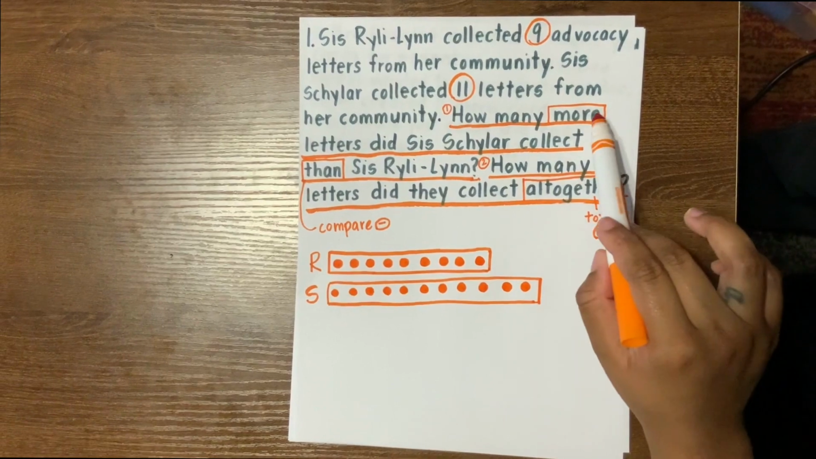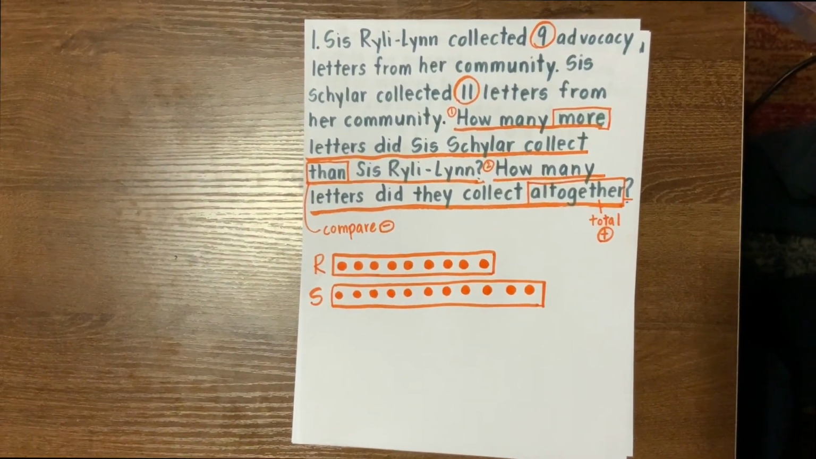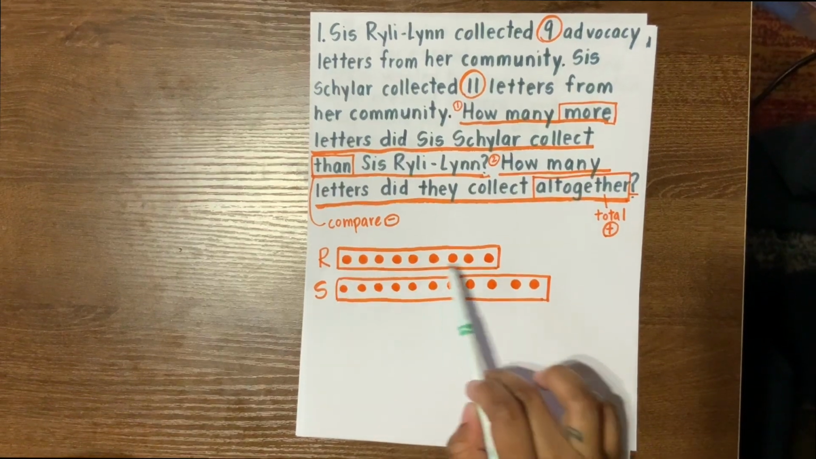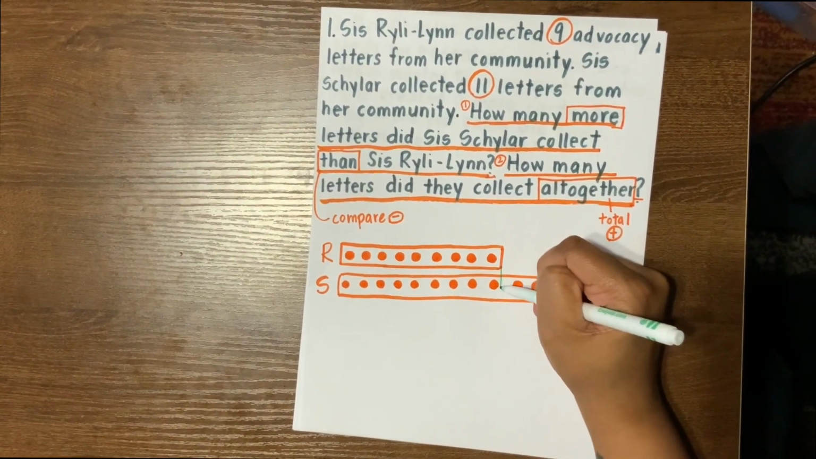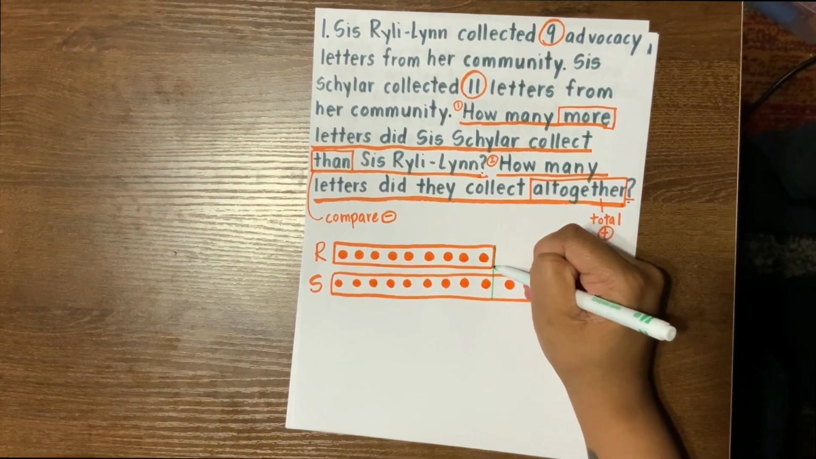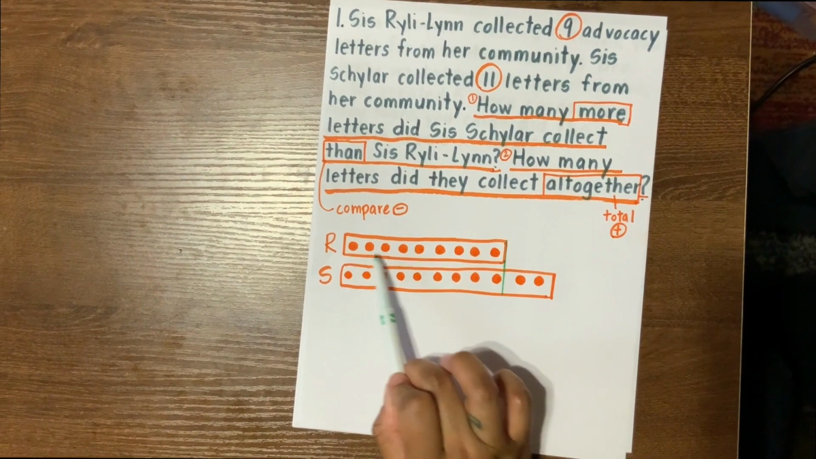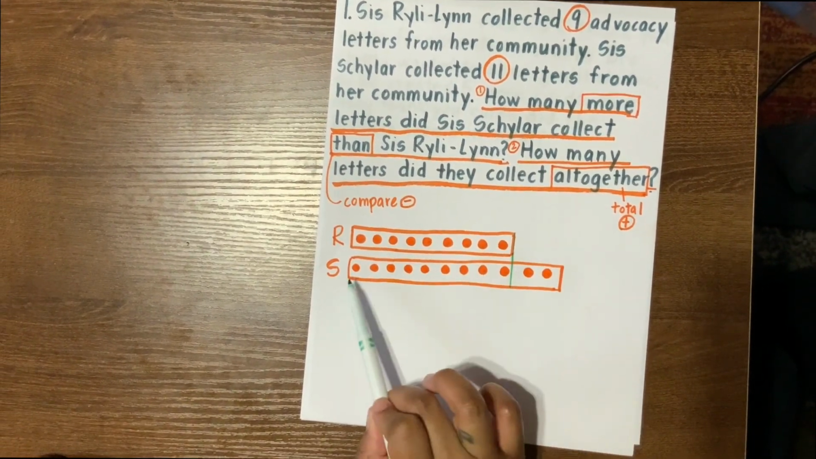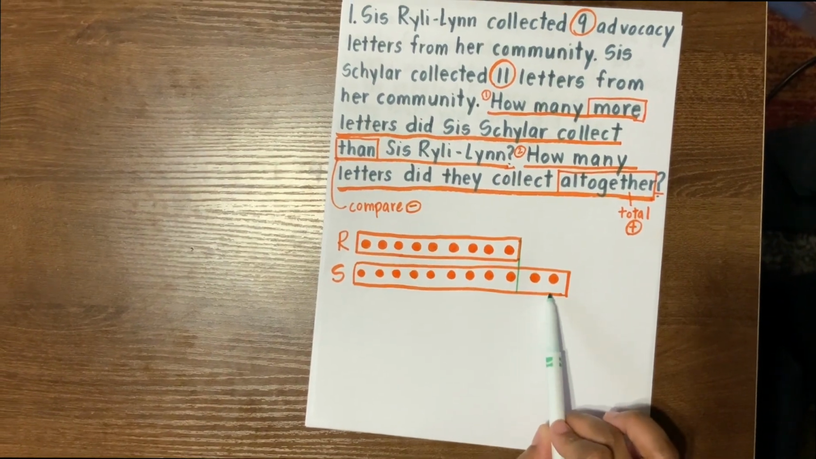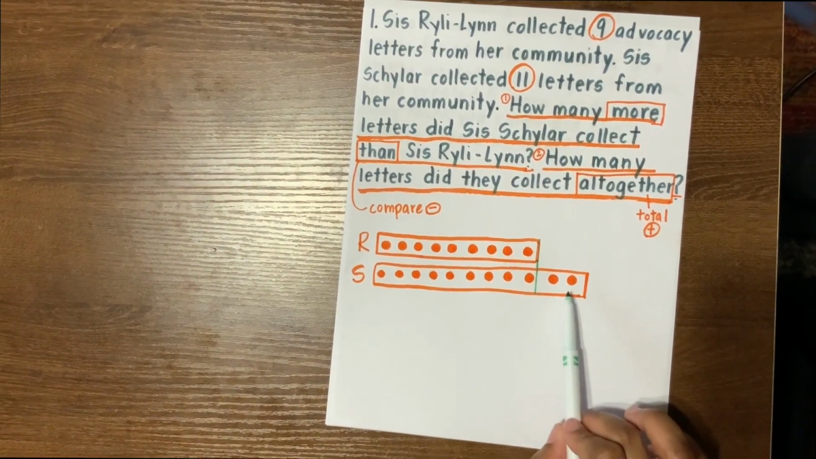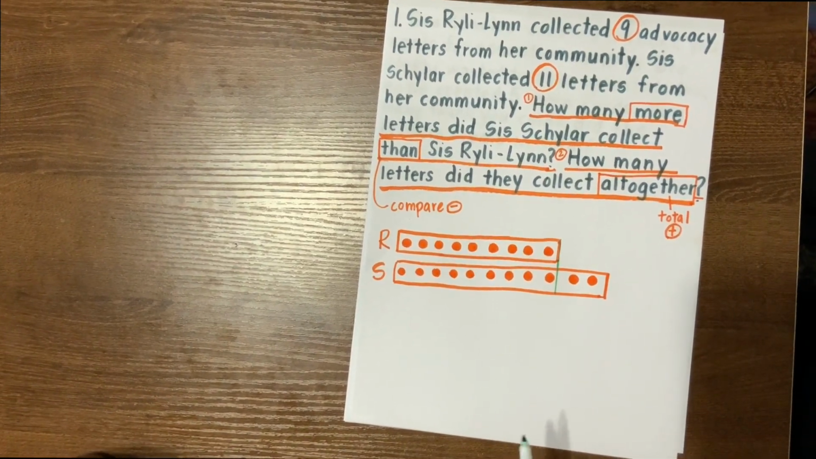There's that "more" in our first question. Sister Skylar should have more letters than Sister Riley. So we go to the end of Sister Riley's tape and we draw a line straight down here. Sister Riley has 9 letters here. Sister Skylar has 9 letters here. But then Sister Skylar has more, right? How many more letters does Sister Skylar collect?